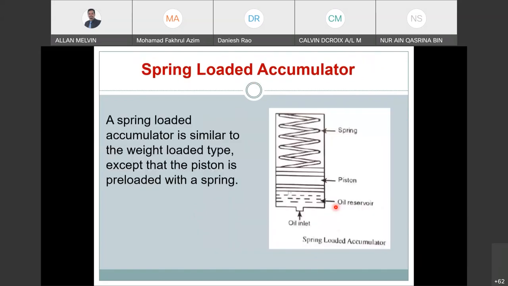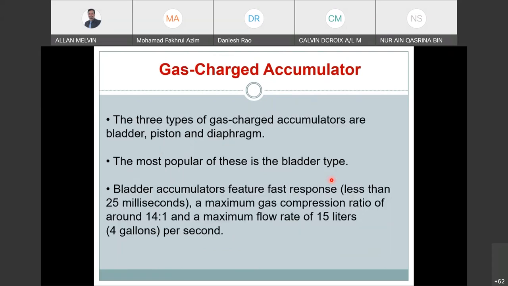That's one type. Spring loaded is the same concept, but instead of weight, you are using a spring. When you have oil inlet, the spring will be compressed and it will produce a pressure inside. That's how a spring-loaded accumulator works. And the gas charge accumulator is the popular type nowadays because it can be man-made.